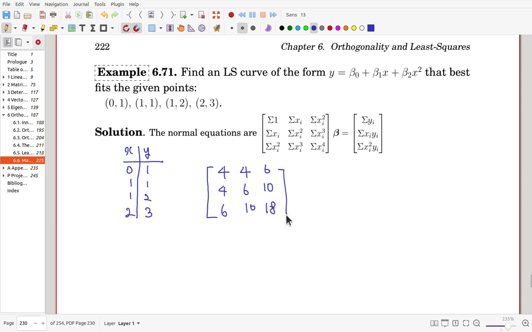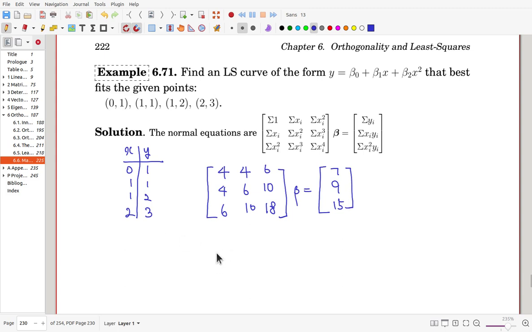That's the normal matrix, and beta equals the right side. The summation of yi is 7. The summation of xi yi: the multiplications are 0, 1, 2, 6, so that must be 9. Now the summation of xi squared yi: 0, 1, 2, and 4 times 3 is 12, so that must be 15.